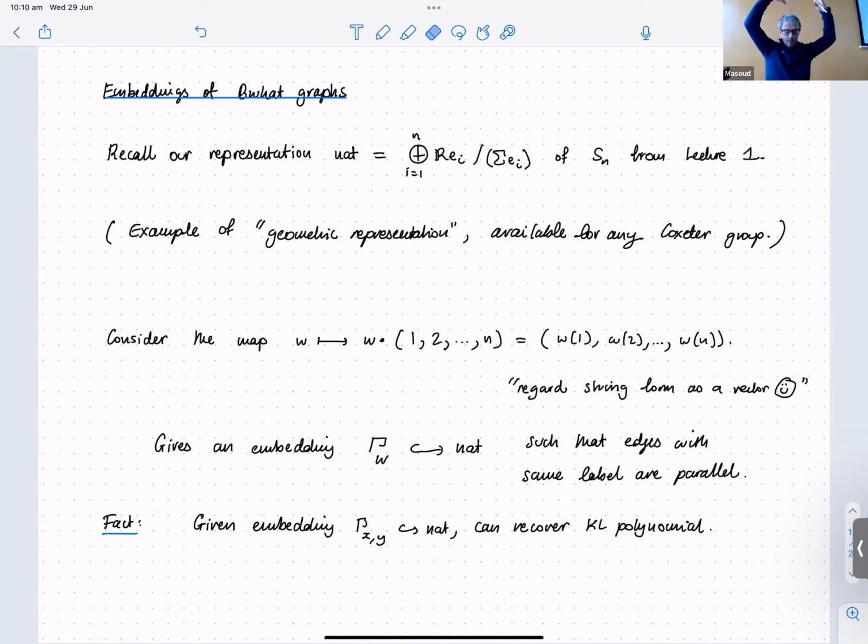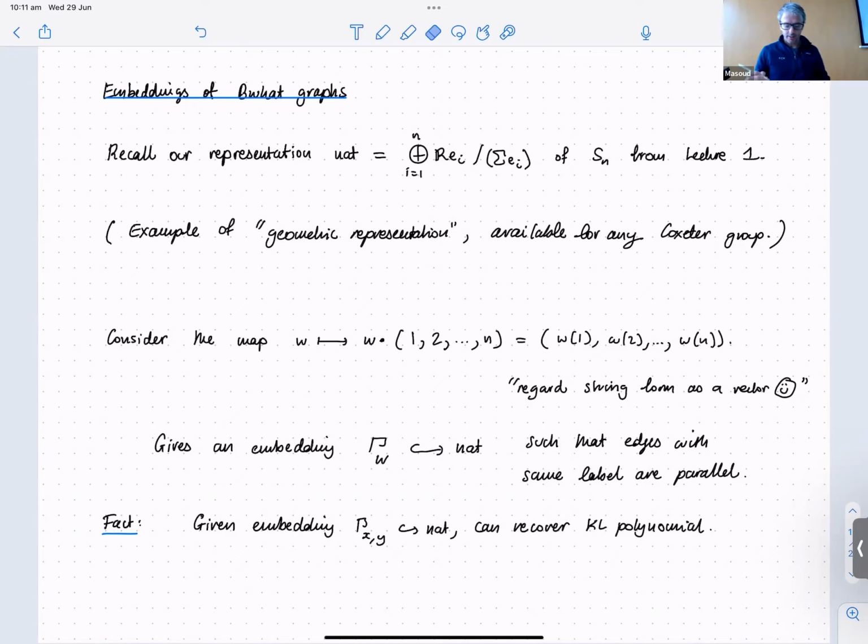And so this embeds my Bruhat graph in a very nice way in this n-1 dimensional space. It embeds it in such a way that edges in my Bruhat graph, the edge labeled by a reflection, points in the direction of the corresponding root. So it's a very nice embedding. And if we have this embedding, we can recover the Kazhdan-Lusztig polynomial. I won't go into that, but that essentially follows from Dyer's formula. If we have this embedding, then we know enough about directions that we can tell reflections and things like that.